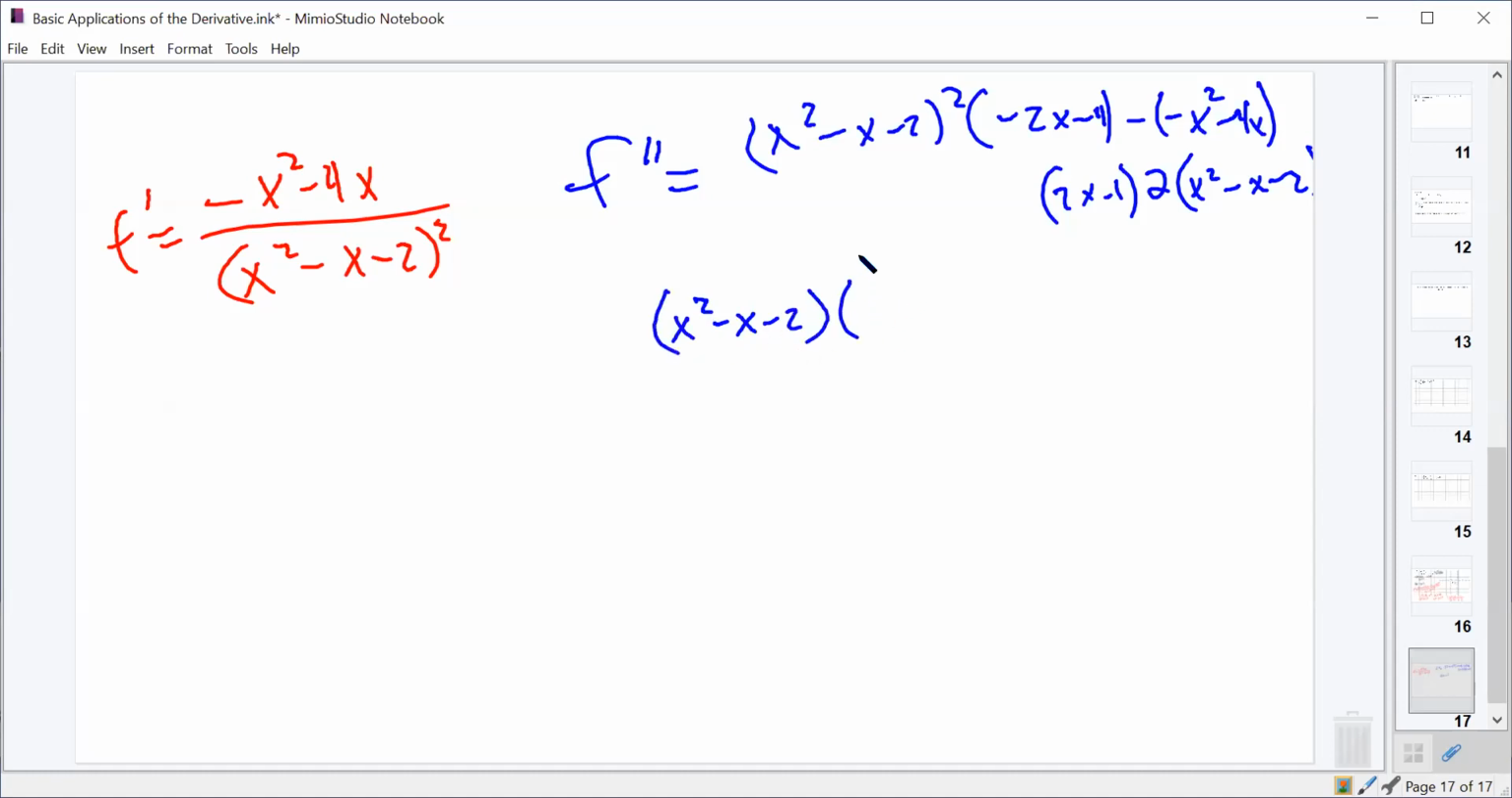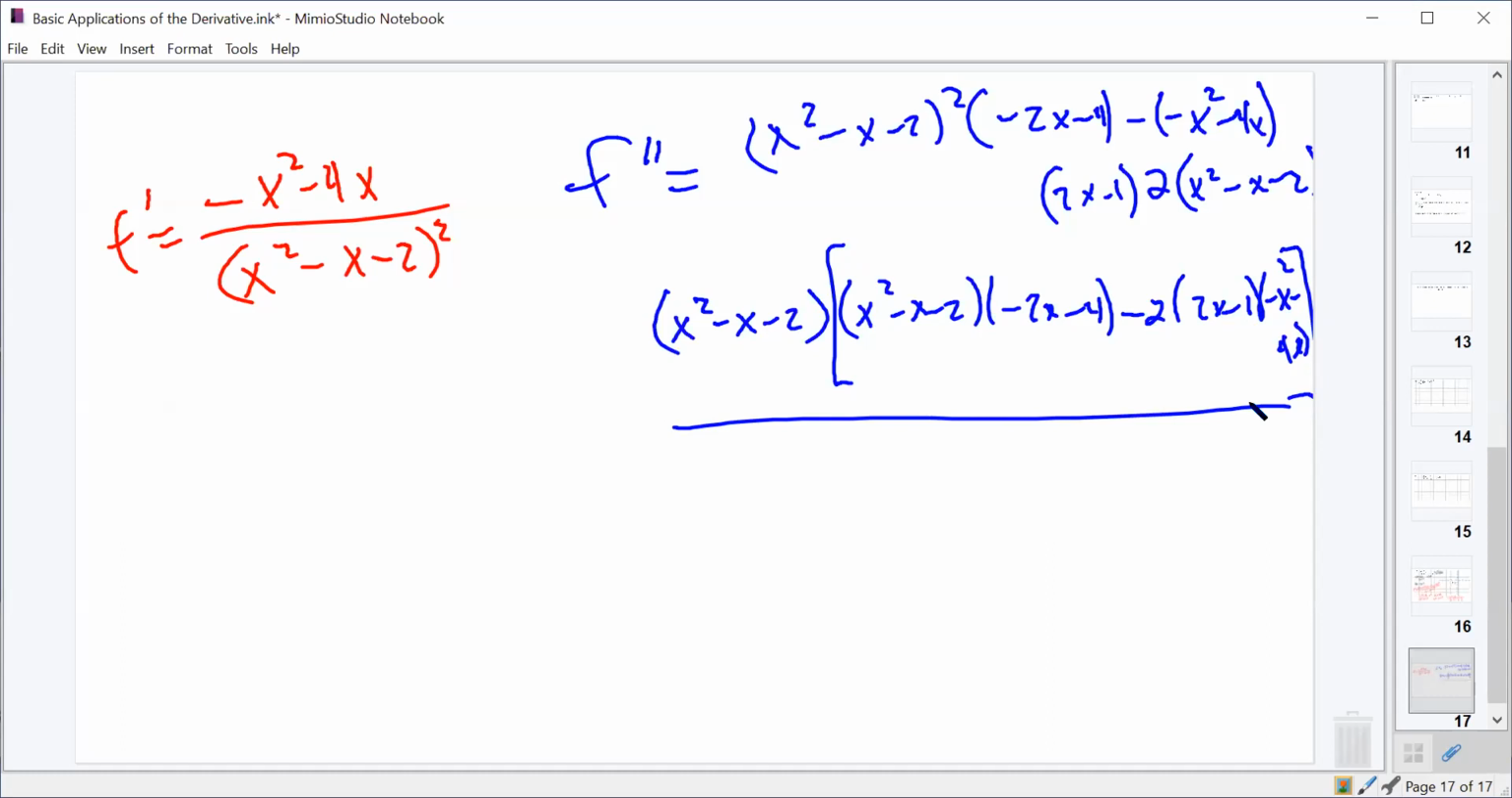Leaving us with x squared minus x minus 2 times negative 2x minus 4. And then minus 2 times 2x minus 1 times negative x squared minus 4x. Ran out of room there too, 4x. And all of this, I didn't put it on the first one, but all of this is over x squared minus x minus 2 to the 4th.